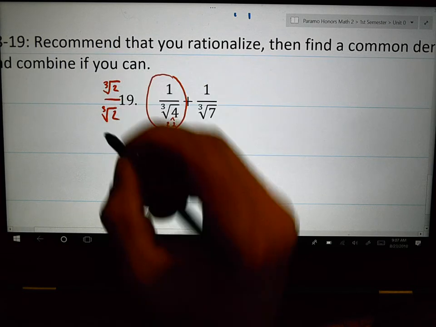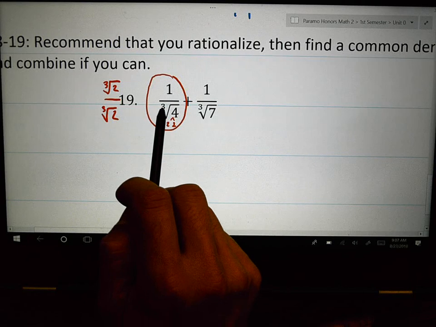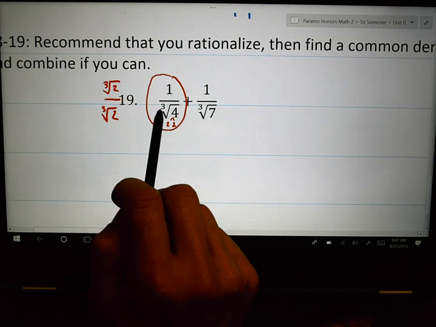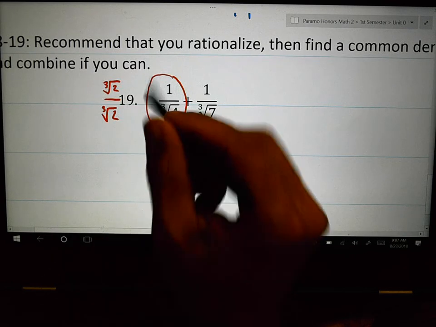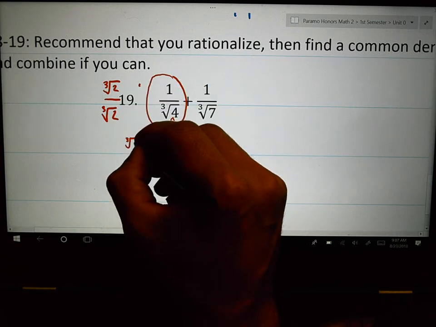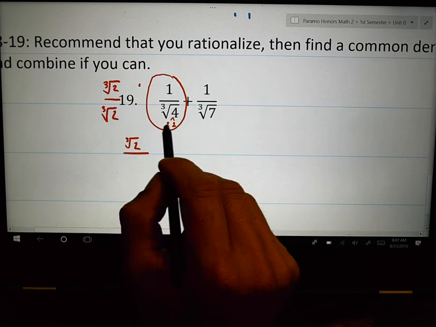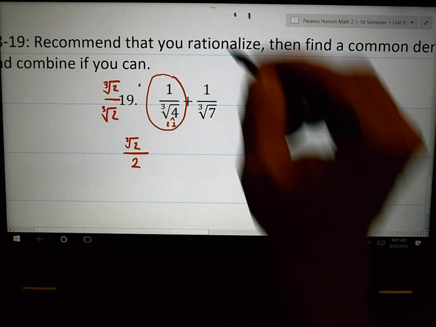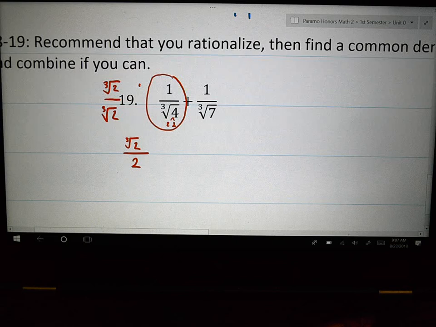And I say that because as I was walking around before, there were students who were multiplying by square roots and not third roots. They have to be third roots to multiply the other third root over itself. Now this side, the numerator is going to be the third root of 2 over, I have 1, 2, 3 factors of 2. They pop out. Boom. The other side, third root of 7. 7 doesn't break down.